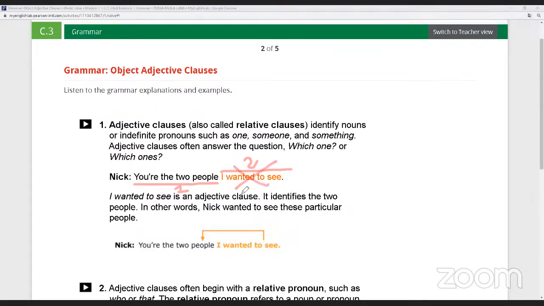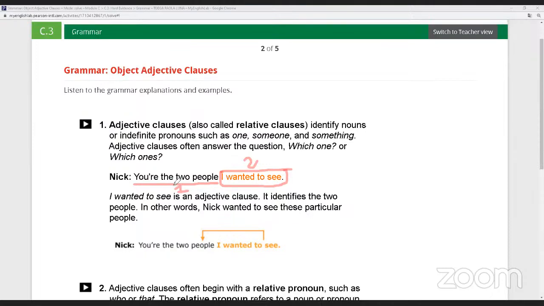So how about if I erase this? You're the two people. The two people what? Okay. So the purpose of this is to provide us more information. When I say I wanted to see, oh okay, so I know that we have more information. If I only say you're the two people, that's incomplete, right? I know we have a subject and a verb, but this is another kind of sentence. This is a dependent sentence that needs another sentence to be understood, okay? So that's the reason why we need to combine, right?